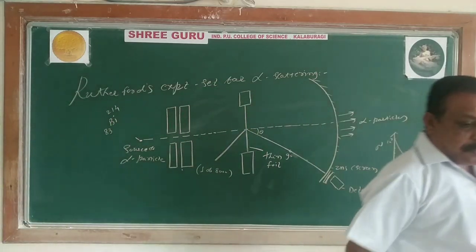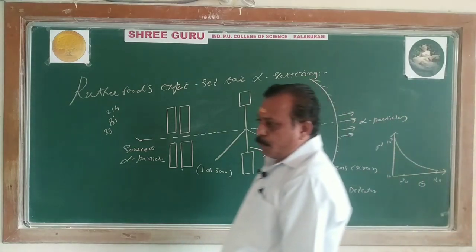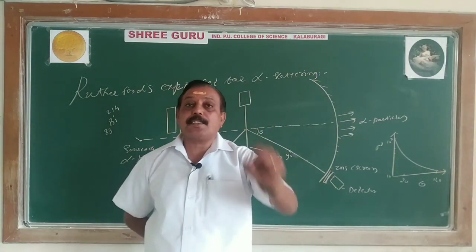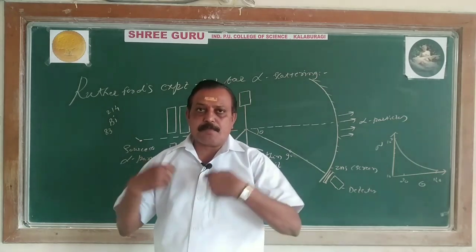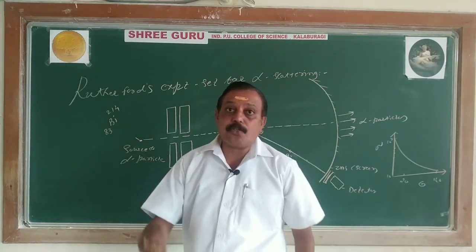So we come across the next one, distance of approach. From the distance of approach we can estimate the size of the nucleus. The size of the atom was proposed by whom? J. J. Thomson. That is 10 to the power of minus 10 meter.